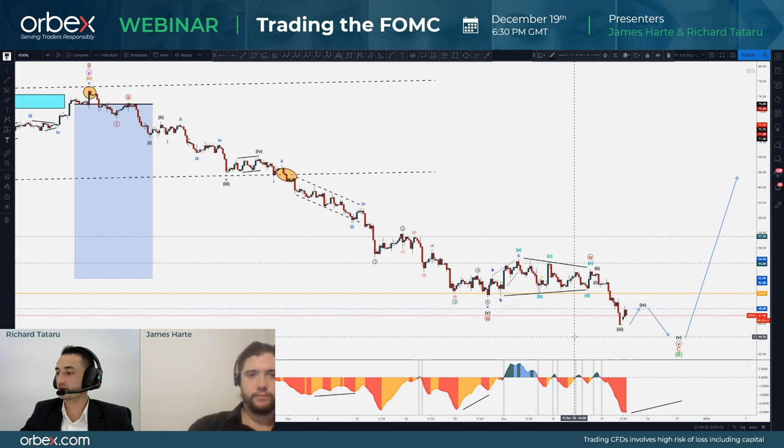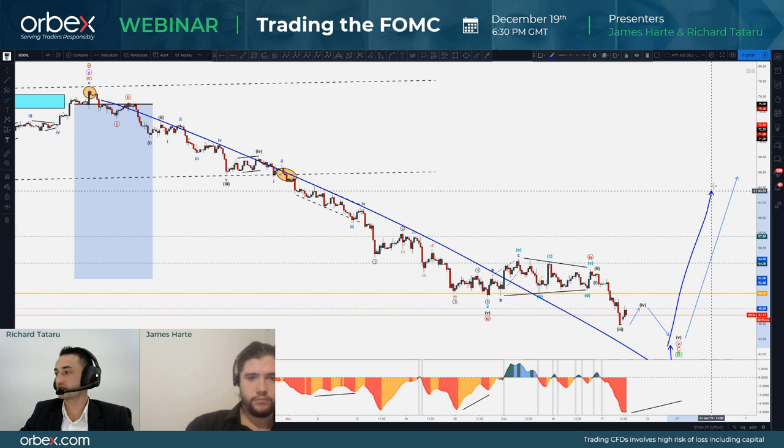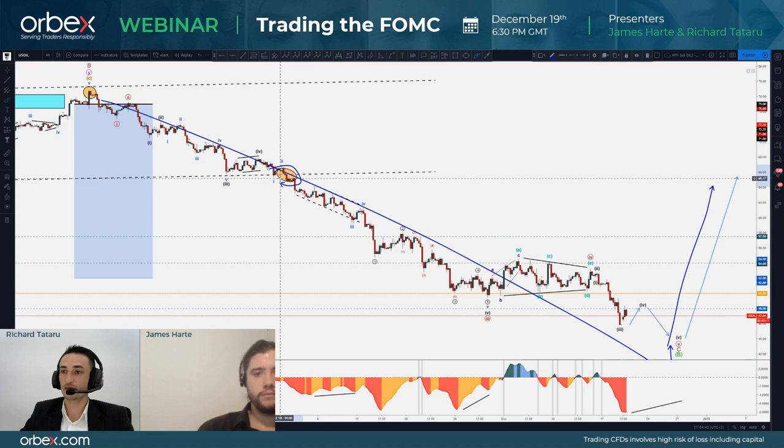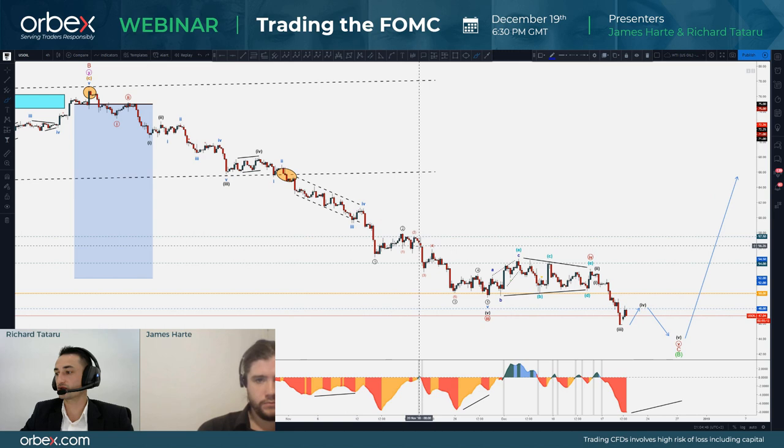And this impulse could possibly be done, so it can actually at least correct until the breakout and the acceleration gap when the third wave actually started and it broke the downtrend, basically broke the channel. So yeah, it could actually be retesting that.